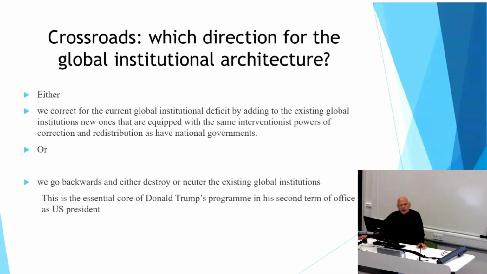But we are at a crossroads now. Either we correct for the current global institutional deficit by adding to the existing global institutions new ones that are equipped with the same interventionist powers of correction and redistribution as have national governments, or we go backwards and either destroy or neuter the existing global institutions. This is the essential core of Donald Trump's program in his second term of office as the US President.